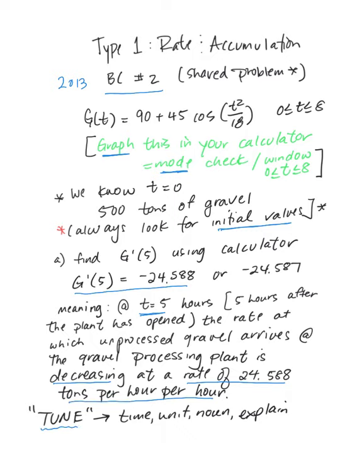So here's your little sort of reminder. You're going to need time. So at t equals 5, you're going to need your units. In this case, it's tons per hour per hour. You're going to need to know what is happening. So this is the rate at which the unprocessed gravel arrives is decreasing at a rate of. So it's a rate of a rate.